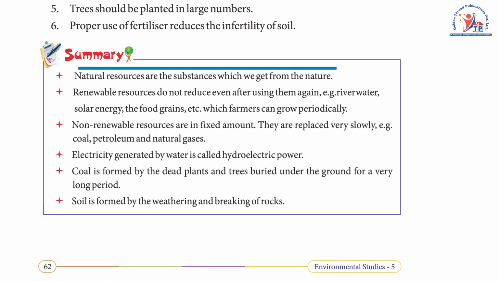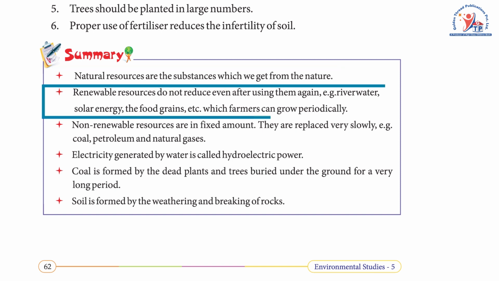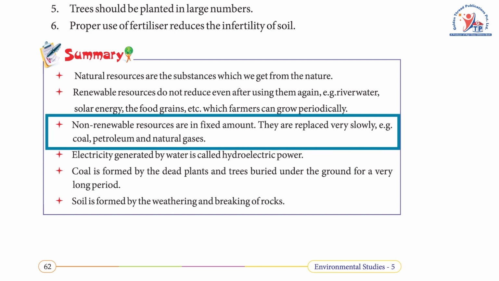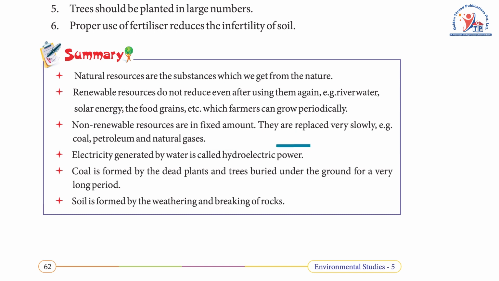Summary. Natural resources are the substances which we get from nature. Renewable resources do not reduce even after using them again. Examples: river water, solar energy, the food grains, etc., which farmers can grow periodically. Non-renewable resources are in fixed amount. They are replaced very slowly. Examples: coal, petroleum and natural gases.